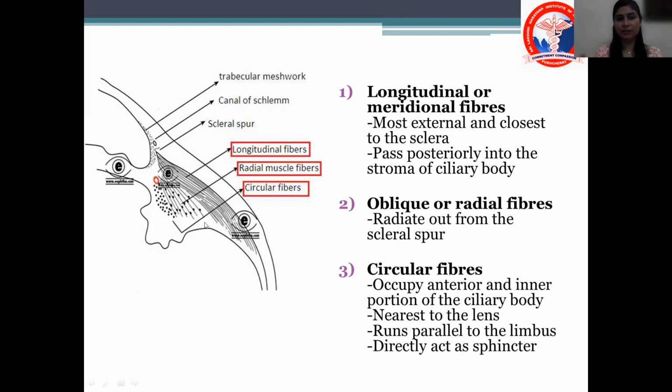The oblique or radial fibers radiate out from the scleral spur. The circular fibers occupy the anterior and inner portion of the ciliary body, which is nearest to the lens, and they run parallel to the limbus, directly acting as a sphincter. In the body, the circular muscles act as a sphincter only.